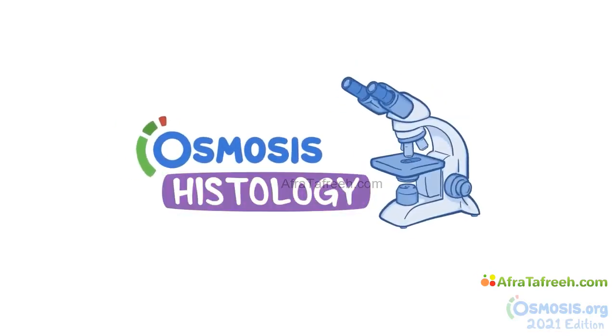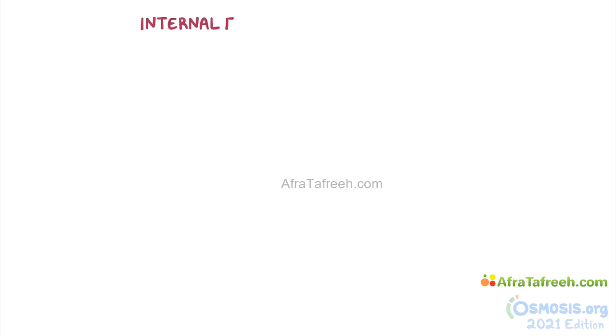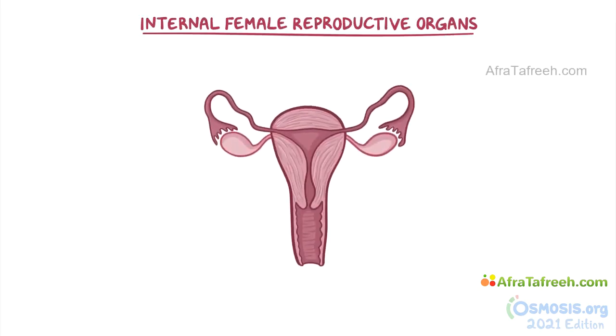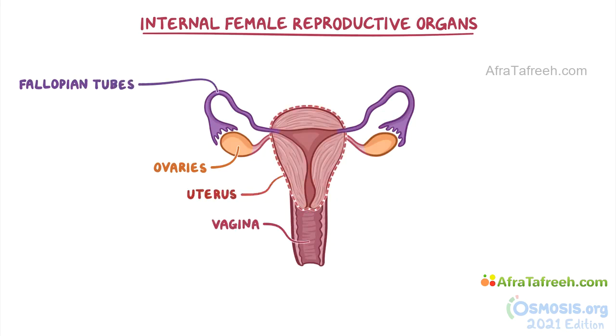Now, let's get a closer look. The internal female reproductive organs consist of the ovaries, fallopian tubes, uterus, and vagina. The fallopian tubes are also often called the uterine tubes or oviducts.